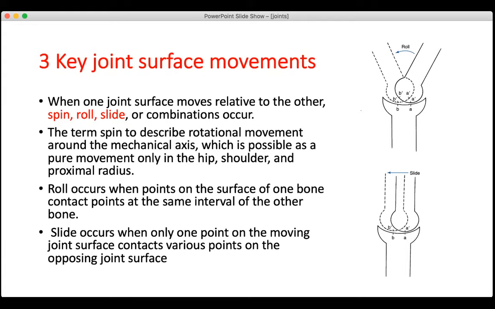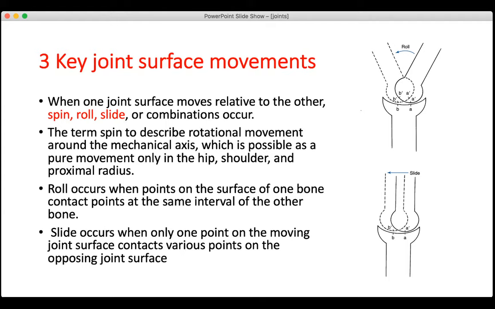Now what is rolling and sliding? Rolling you can see on this first figure. Roll occurs when points on the surface of one bone contact points at the same interval of the other bone. Matlab ki ye bone pehle yahan pe tha aur roll karke idhar aa gaya. So this is known as rolling movement between the joint surfaces.